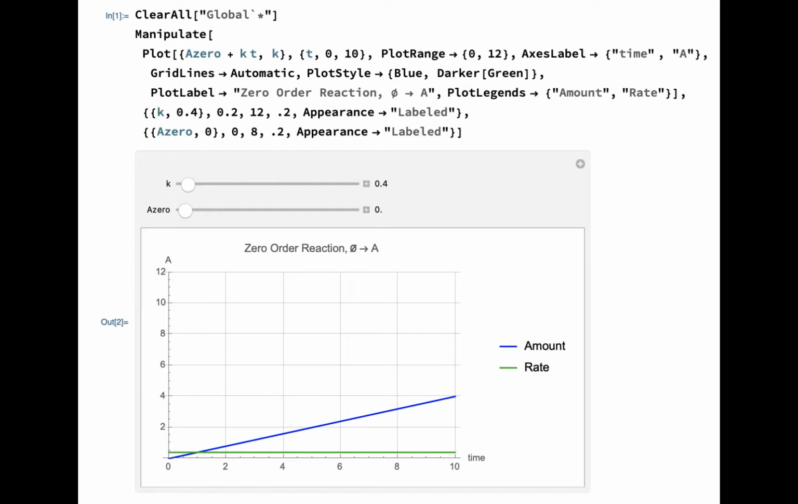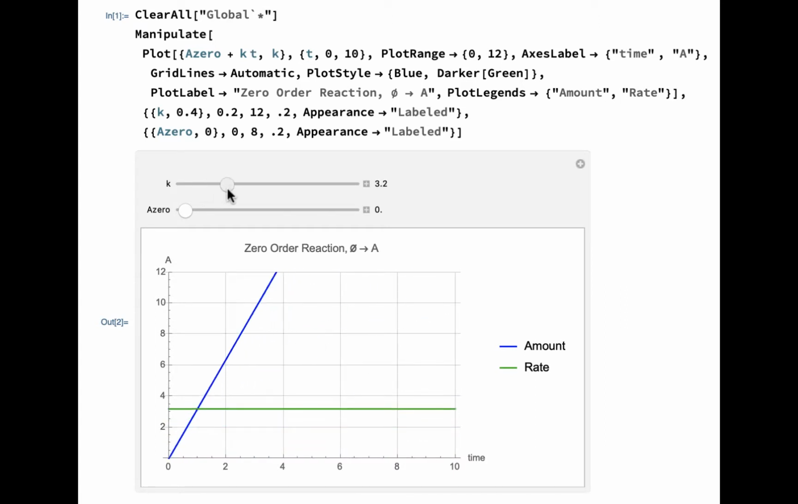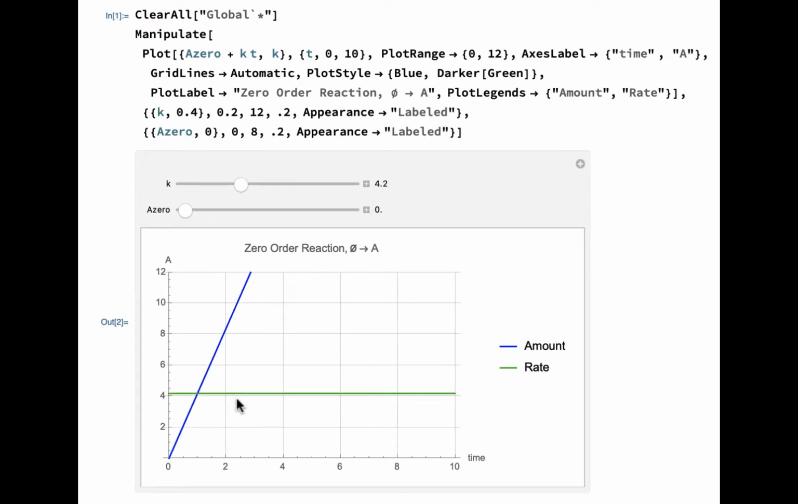Here I've plotted both the rate equation in green and the integrated rate equation in blue using Mathematica, and I'm going to start by varying the amount of A0. That's just varying the amount we start with at time 0. It doesn't change the rate of accumulation because I've set the rate here equal to 0.4. Now let's see what happens as we vary the rate, increasing the rate. Of course, the rate goes up as we increase the rate, but also the slope of the line, that is the rate at which A accumulates, is increasing.